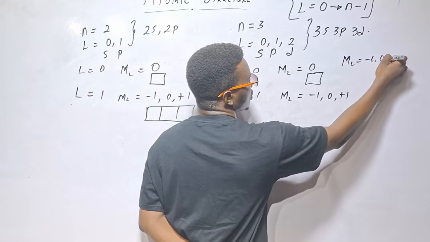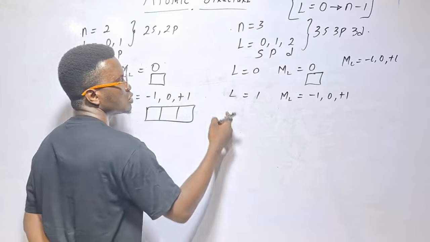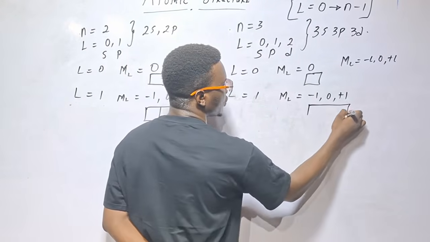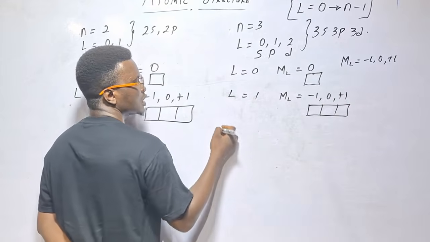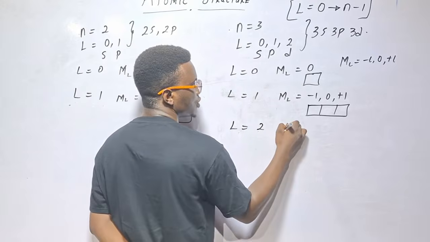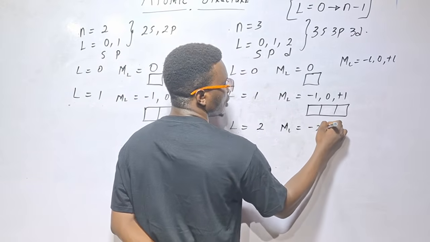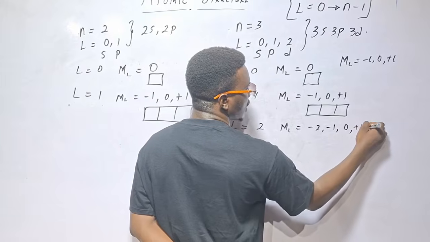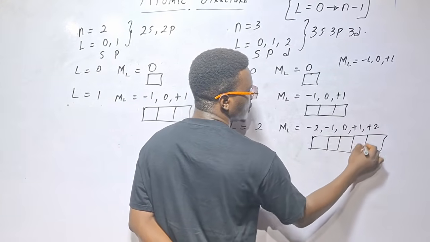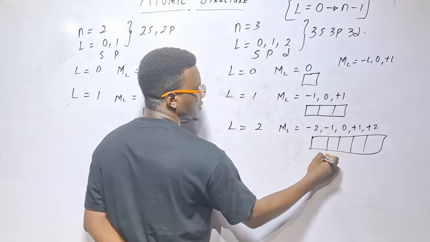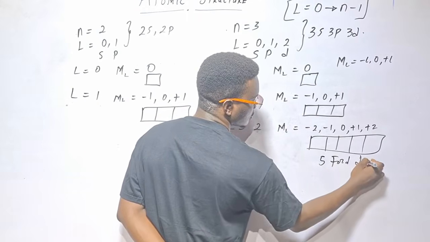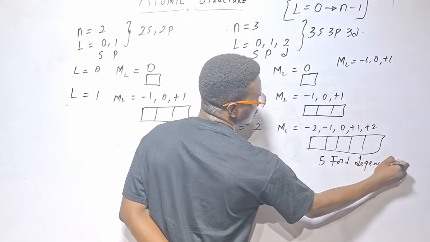If L is 1, then ML is going to be minus 1, 0, and plus 1, because we're taking the value of ML to be minus L through 0 to plus L. So meaning that the P will be divided into threefold degeneracy. Now, if L is 2, ML is going to be minus 2, minus 1, 0, plus 1, plus 2. And if you count that, that means it's divided into fivefold degeneracy. So you can count that. So that's how you determine the values of M sub L.